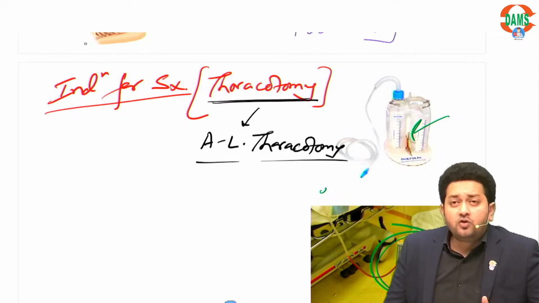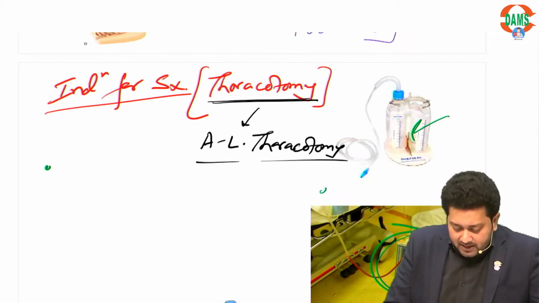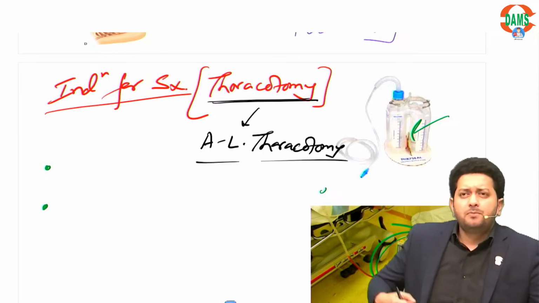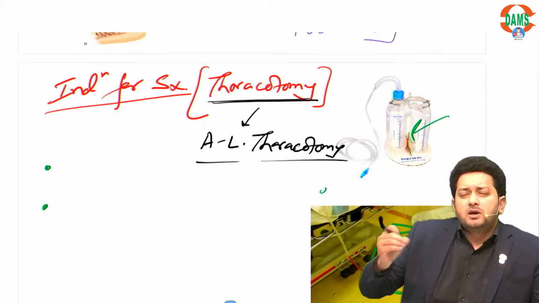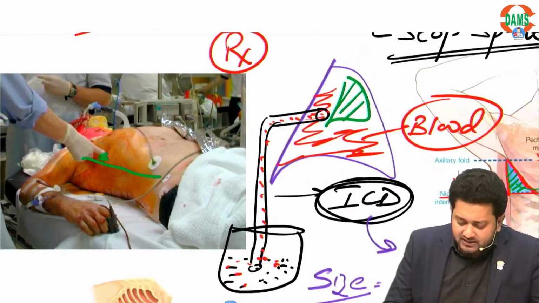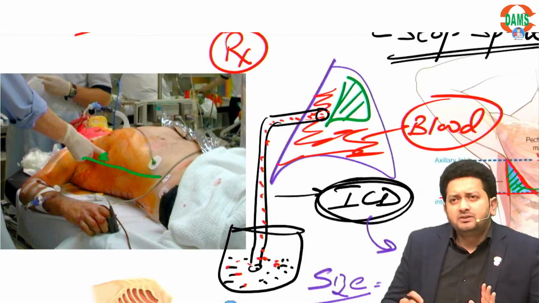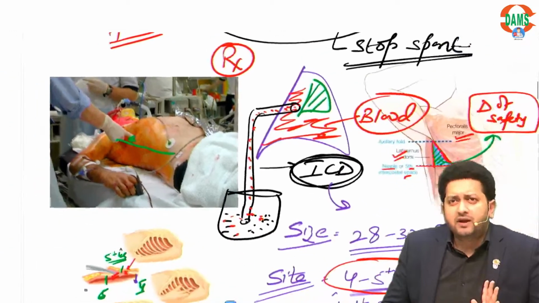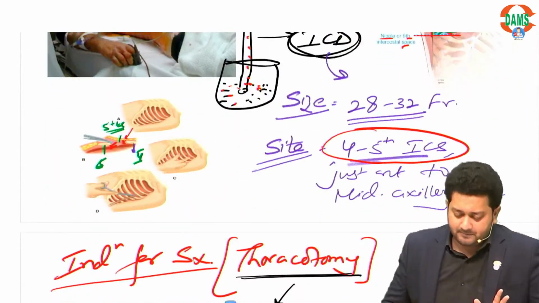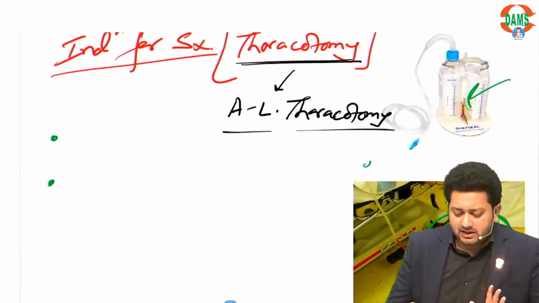So when to go for surgery? Two main indications I want you to remember. Anterior to mid axillary means just anterior to the mid axillary line. Suppose this is the mid axillary line, so you have to go just anterior to that. Many times they just write mid axillary, that is also fine, but ATLS says just anterior. Even if they write mid axillary, that is also okay.